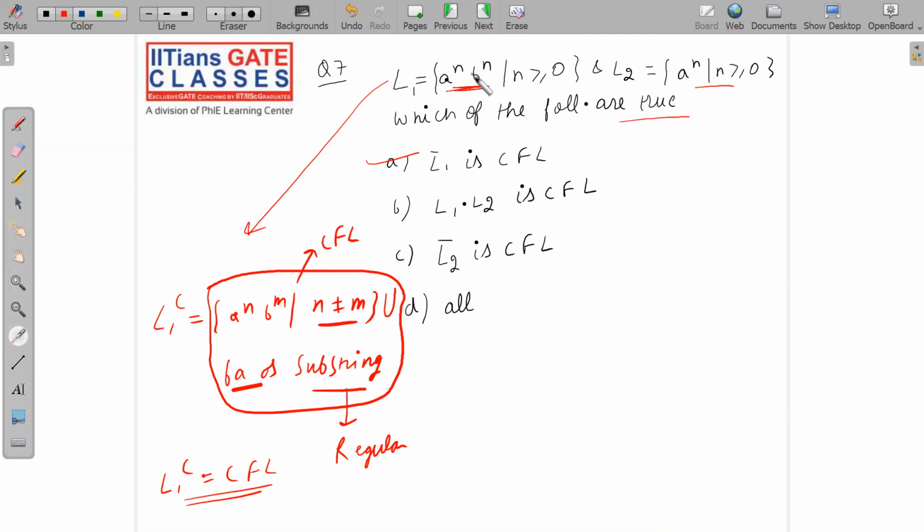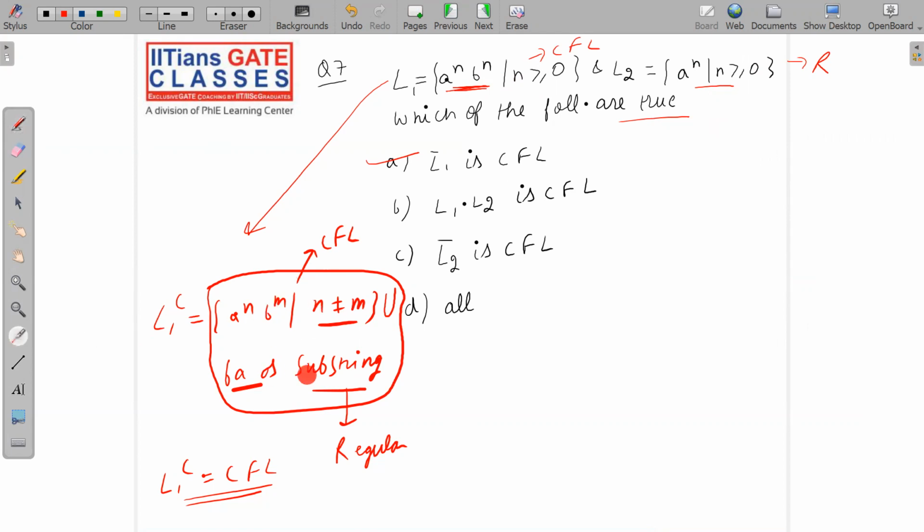Now regular are closed under complement operation. This means this is guaranteed that complement of regular will be regular. Please try to remember this thing. Now L2 is a power n, n is greater than or equal to 0. So this is regular, no? This is regular. And this is CFL. So L1 complement is CFL. Yes, this is true. I have shown you all these things.